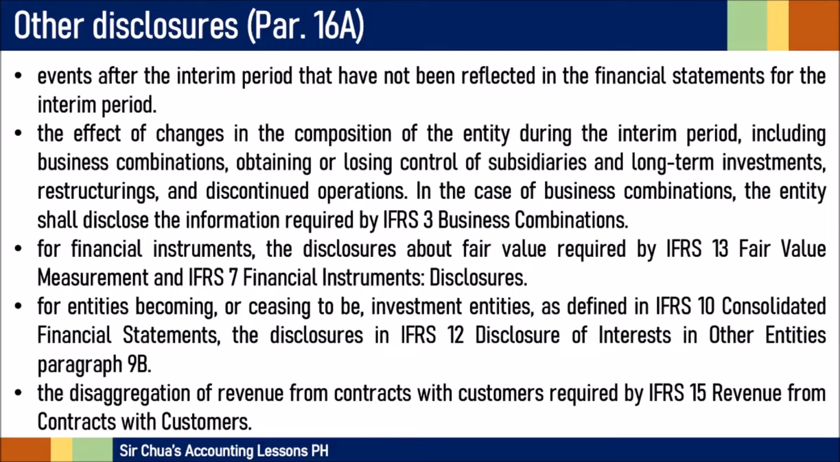IFRS 3 business combinations. For financial instruments, the disclosures about fair value required by IFRS 13, fair value measurement, and IFRS 7, financial instruments disclosures. For entities becoming or ceasing to be investment entities as defined in IFRS 10 consolidated financial statements, the disclosures in IFRS 12, disclosures of interest in other entities, paragraph 9b, you will also have to follow that. And the disaggregation of revenue from contracts with customers as required by IFRS 15, revenue from contracts with customers.